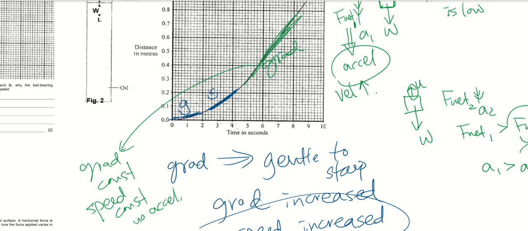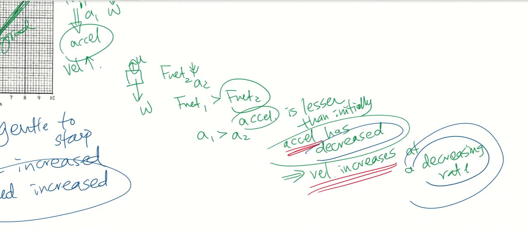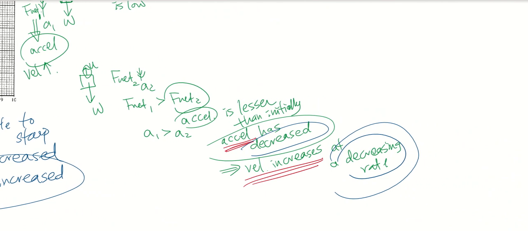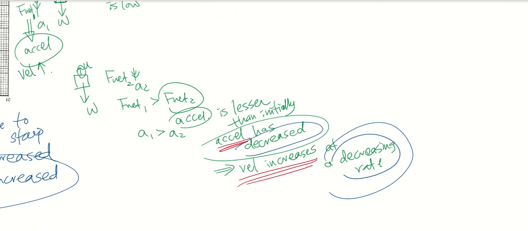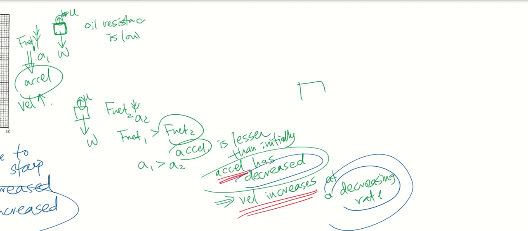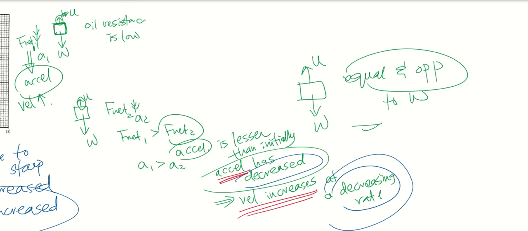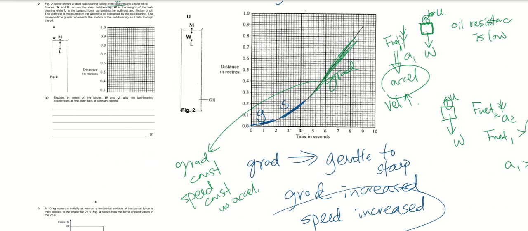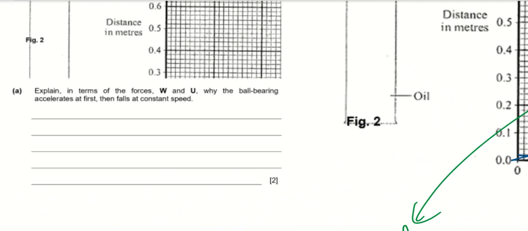It's because as the acceleration increases, the speed increases, right? The oil resistance will increase. So now I'm going to draw the third diagram here. My weight is still the same. Now my U is equal and opposite. If it's equal and opposite to W, F net is 0. If F net is 0, that means no acceleration. Acceleration is 0, that means constant speed. Okay, so in your answer, when they are asking for explain in terms of forces, you need to talk about W and U and F net.